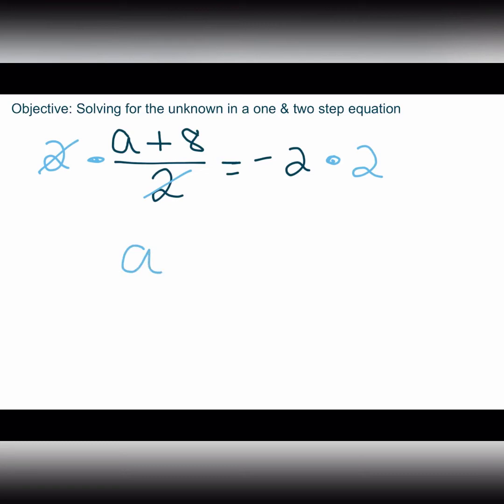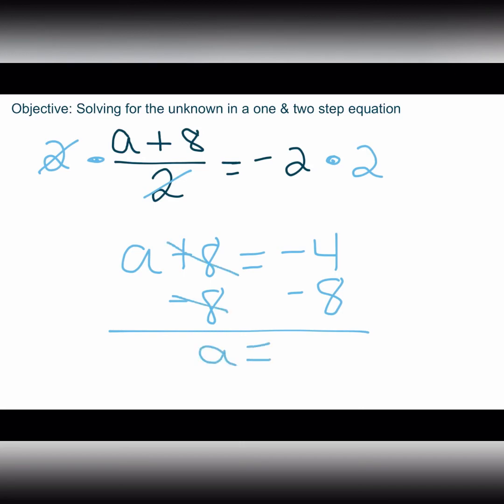So we have a plus 8 equals negative 4. And then we have just a plus 8. So to undo the plus 8, we subtract 8 from both sides. These are going to cancel. So we have a is equal to, okay, so now look at this. We have negative 4 and we have negative 8. So we have two negatives. So our answer is going to be negative.